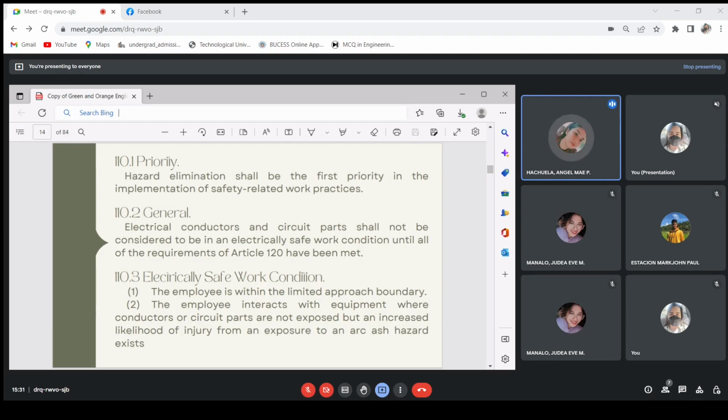Article 110.3, electrically safe work condition. So, yung lahat ng energized electrical conductors and circuit parts operating at voltages equal to or greater than 50 volts ay kailangan ilagay into an electrically safe work condition before an employee performs work if any of the following conditions exist. Number 1 is the employee is within the limited approach boundary. Number 2 is the employee interacts with equipment where conductors or circuit parts are not exposed but an increased likelihood of injury from an exposure to an arc flash hazard exists.